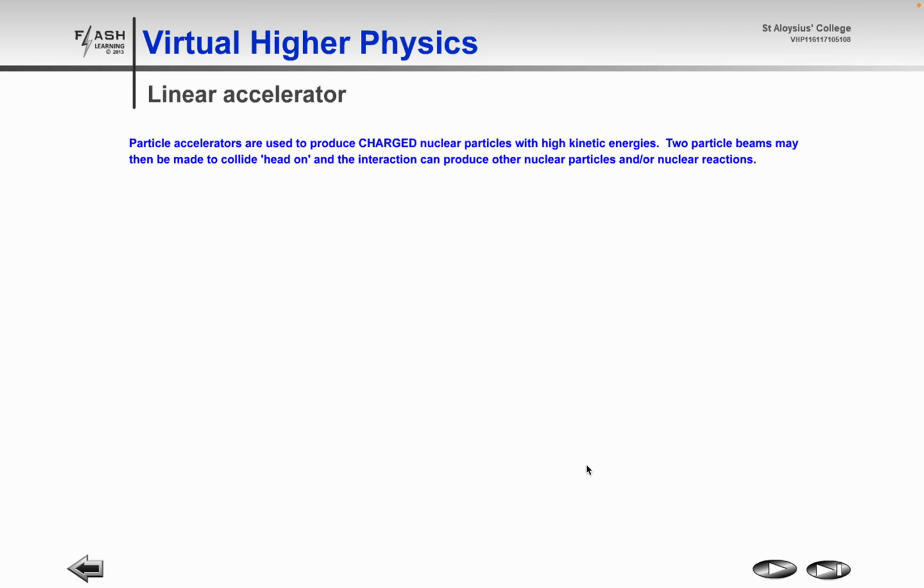So putting these two ideas together, we have the fundamentals of any particle accelerator. The first particle accelerators that were built were generally linear accelerators. Basically, these use electric fields to accelerate particles to higher speeds, and then we can have them involved in collisions to find out about the nature of these particles and so on.